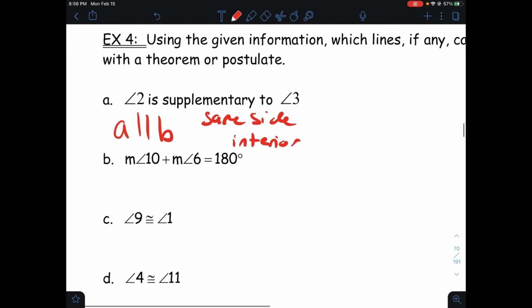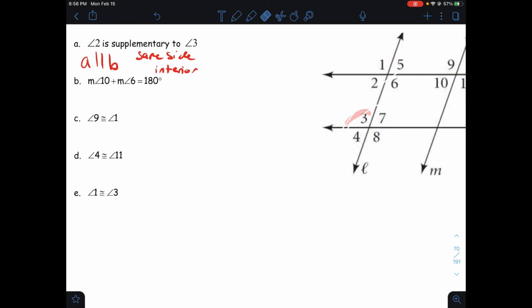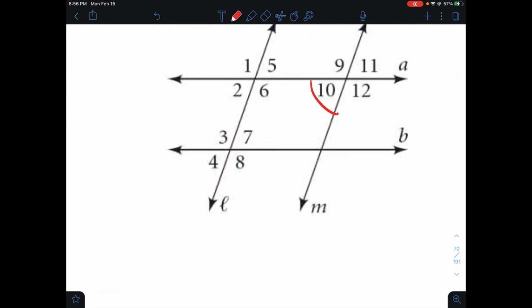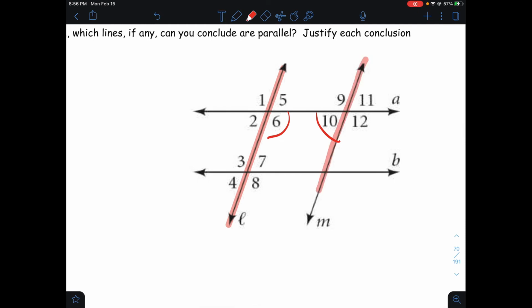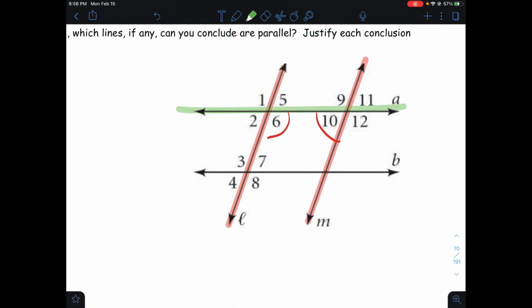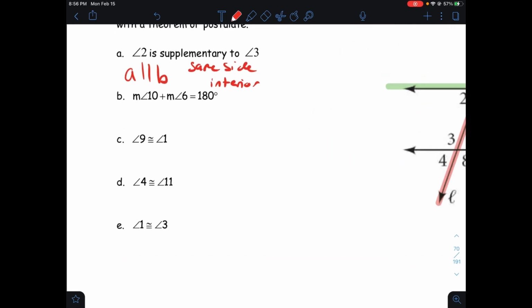I'm cool with that. All right, so now let's see. They tell us that 10 and 6 add up to 180. So you got this guy and this guy. So that means that M and L would be parallel because A is the transversal. And that's going to be the same thing, same side interior. So we could say, yeah, L and M.